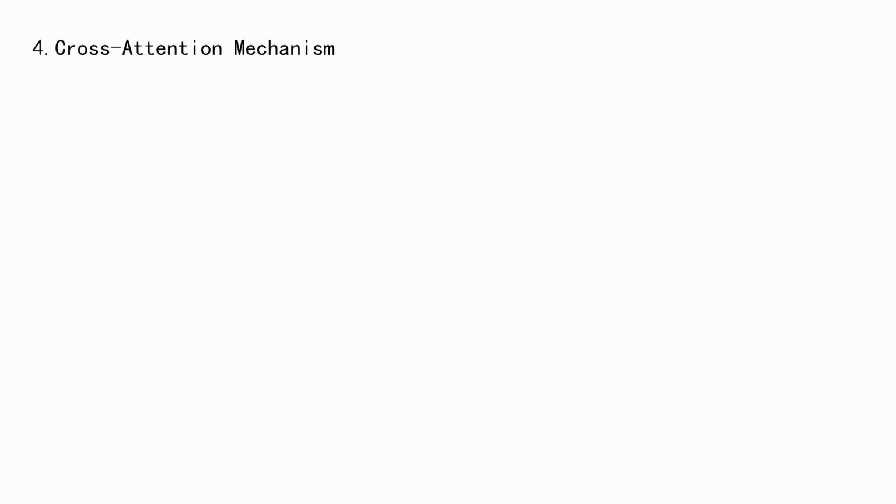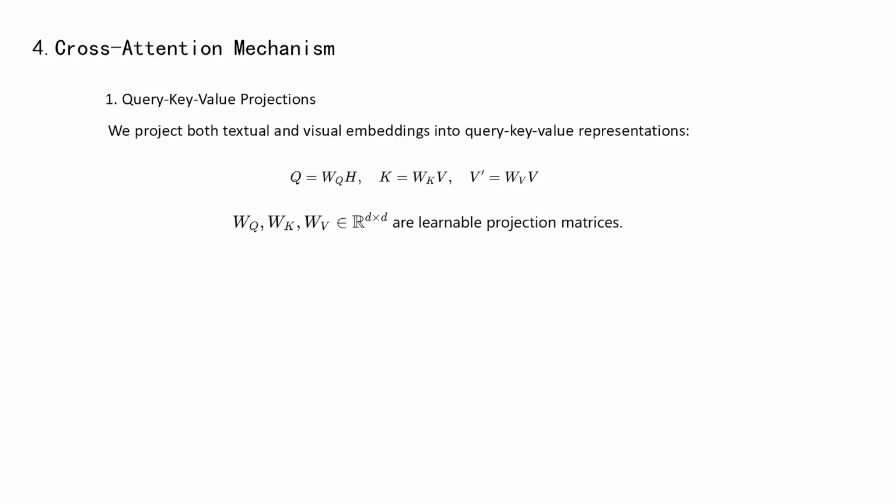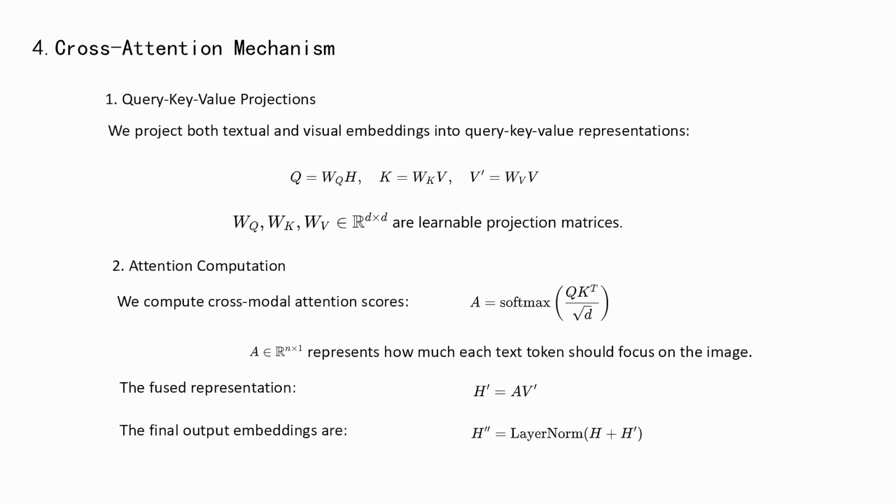Cross-attention mechanism, vision-language fusion. The extracted vision feature V needs to interact with the text features H. This is done using a cross-attention mechanism. 1. Query, key, value projections: we project both textual and visual embeddings into query, key, value representations as follows. 2. Attention computation: we compute cross-modal attention scores as follows.